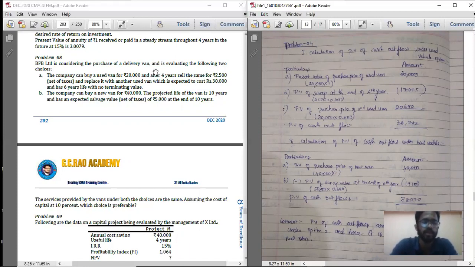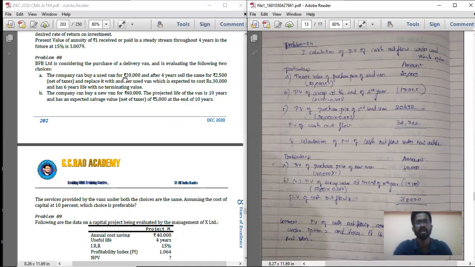Scrap is 2,500 and today you are going to purchase it for 20,000, that is cash outflow. Both are net of taxes, and replace it with another used van which is expected to cost 30,000. So after 4 years you are going to again expend 30,000 rupees, for another van, and that van has a 6 years life with no terminating value. So that is the option 1.